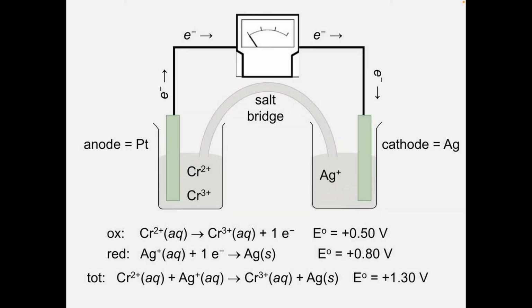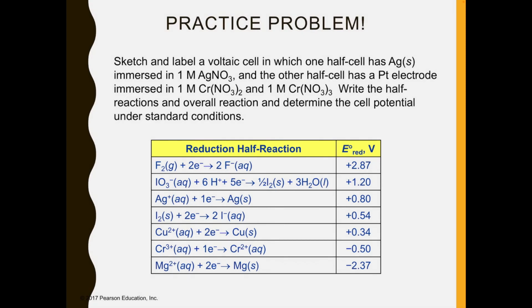All right, let's go over this. So let's go back to this. We have silver and silver nitrate, and then we have chromium 2+ to chromium 3+. So we're looking at silver and we're looking at our chromium reaction. Silver here has a larger reduction potential than our chromium reaction, which means that our silver is going to be the one that's being reduced and our chromium will be oxidized.